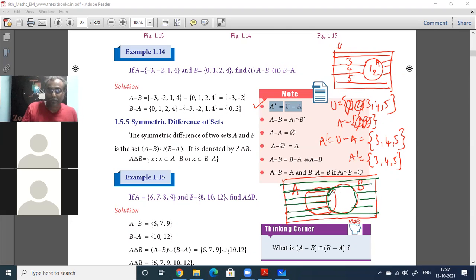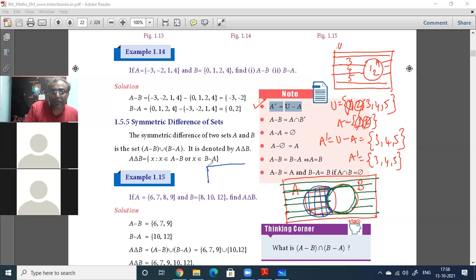Okay. This is B complement. And he is telling A intersection B complement. What is A intersection B complement? This only is A. So this one area is A intersection B complement. So you find that A minus B is finally equal to A intersection B complement.